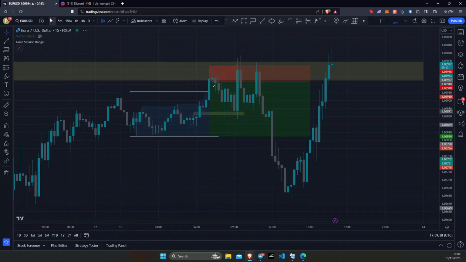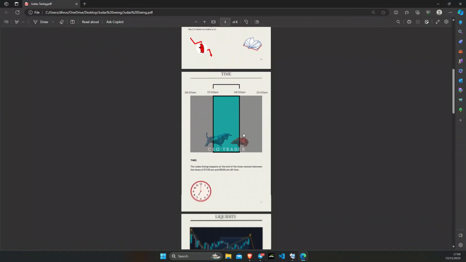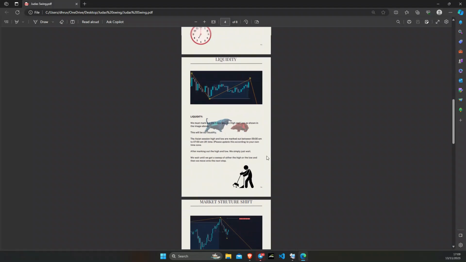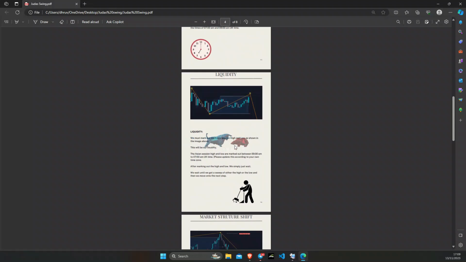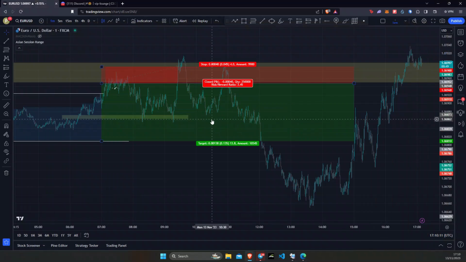So what do we always do? We then drop down to the 1 minute, and as we can see, we check our time. So the Judas swing happens at the end of the Asian session between the time of 7 a.m. and 9 a.m. UK time. So we mark out the Asia session highs and lows because that is our liquidity. So the Asia session high and low is marked out between midnight and 7 a.m. UK time. And once we mark that out, we simply just wait for a sweep of either the high or the low before we move on to the next step.